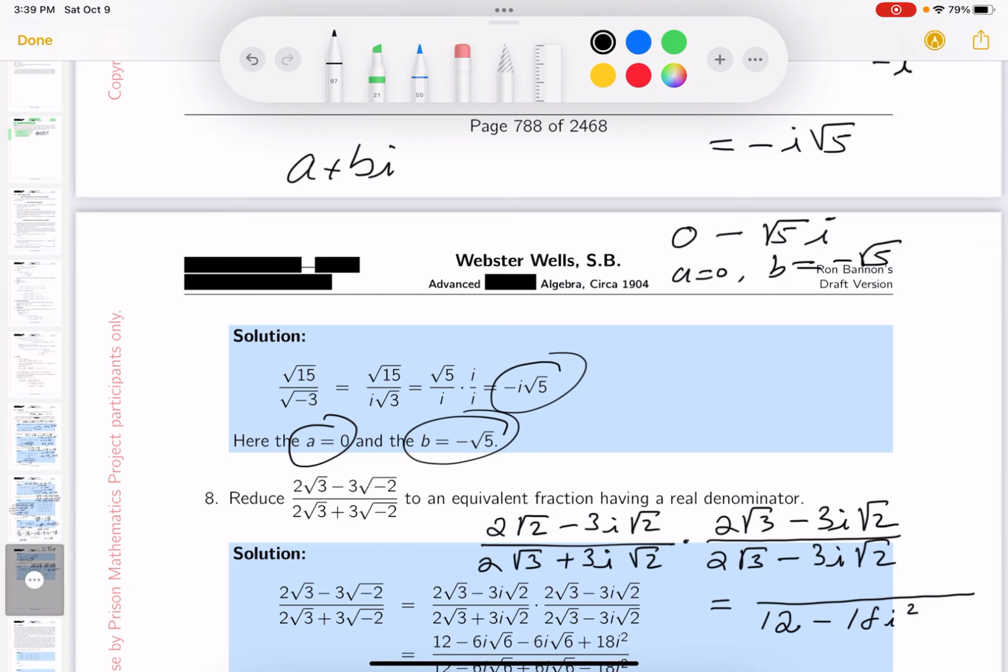All right. I'm going to do the top now, a little more difficult for me. And what do you get there? 4 times root 6. I'll write that down for you. And then you're going to get minus 6i times 2. That's 12i. Then what are you going to get? You're going to get minus 6i root 6.